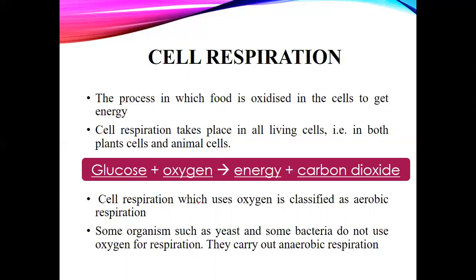Cell respiration which uses oxygen is classified as aerobic respiration. The word aerobic means the use of oxygen. When it takes place in the absence of oxygen, it's called anaerobic. Some organisms, such as yeast and some bacteria, do not use oxygen for respiration. We call that anaerobic respiration. So respiration can be divided into two: aerobic and anaerobic respiration.